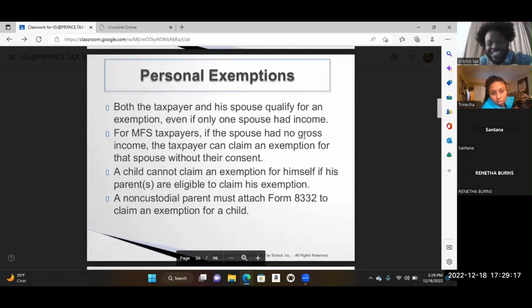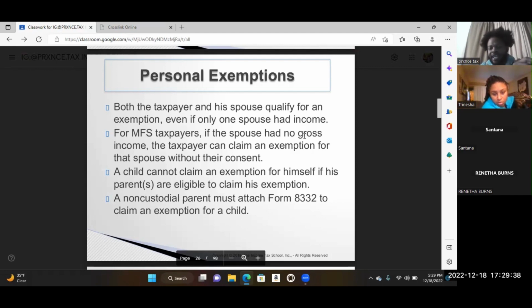All right, so personal exemptions. Both the taxpayer and the spouse qualify for an exemption, even if one spouse had income. For married filing separate taxpayers, if the spouse has no gross income, the taxpayer can claim an exemption for the spouse without their consent. A child cannot claim an exemption for herself because they're being claimed by somebody else.